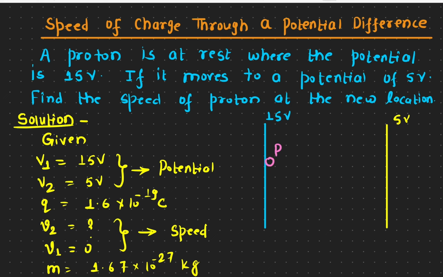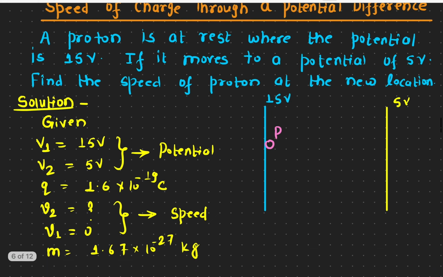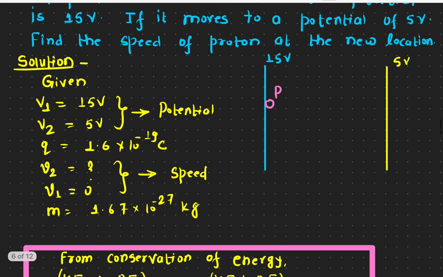Now, there is a force here onto this proton. So this proton will be attracted towards this 5 volt, or it will be accelerated towards the 5 volt. You see, the proton has a positive charge, so that means it will naturally be attracted towards the lower potential. So let me explain this problem here.